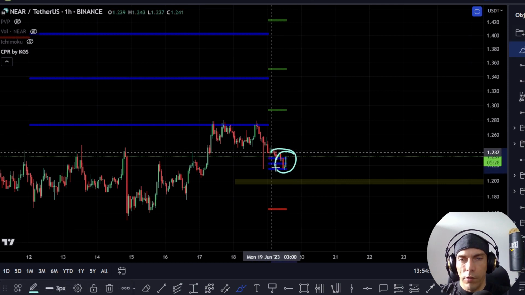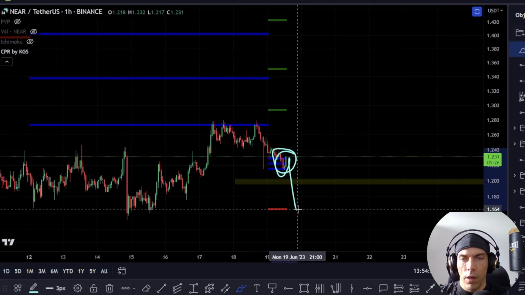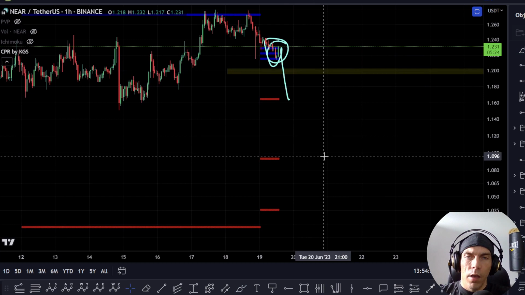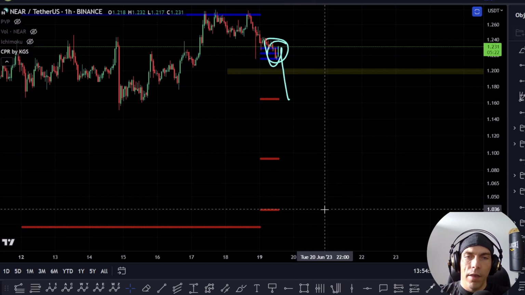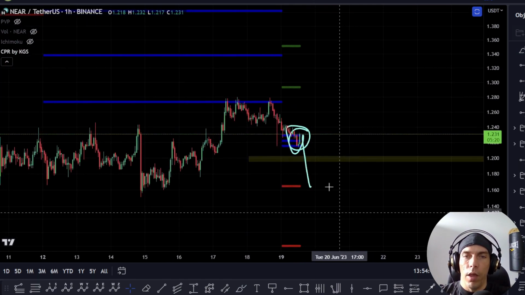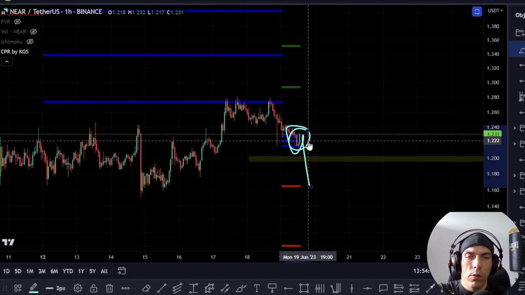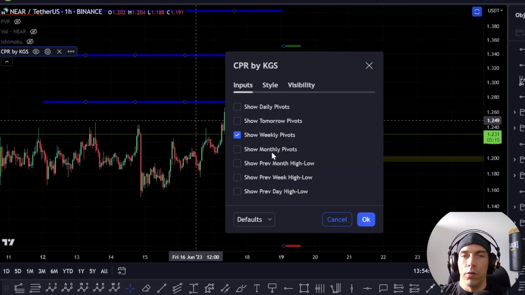Alternatively, if we do actually start to reject to the downside here, we have the R1 at this $1.16, the R2 here at this $1.09, and the R3 here at this $1.03. So this is quite an interesting zone. If we do look to break down, I would be keeping an eye on those target areas.